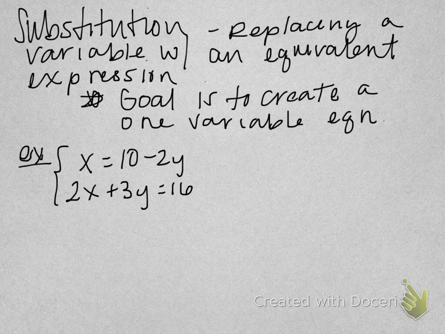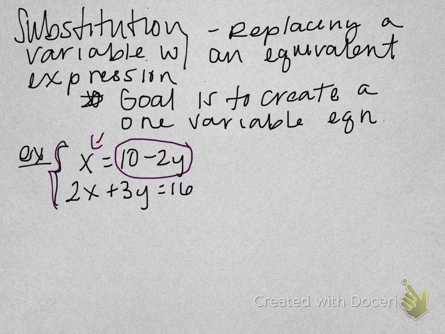In this case, we have our system of equations. The first equation is x is equal to 10 minus 2y. Our second equation is 2x plus 3y is equal to 16. Now, notice here, we have one variable is already solved for. We know that x is equal to the expression 10 minus 2y.